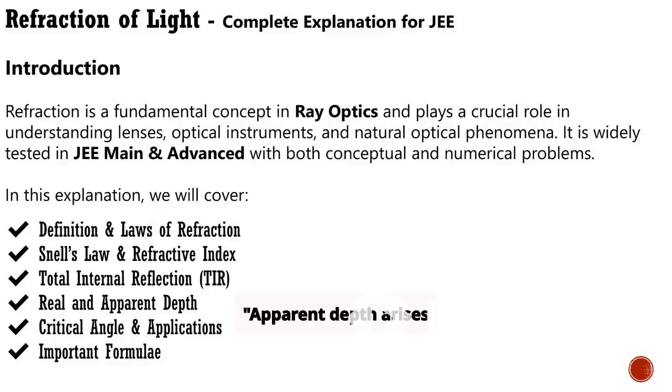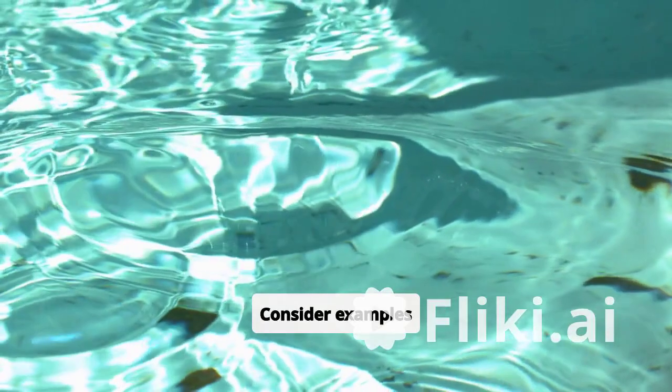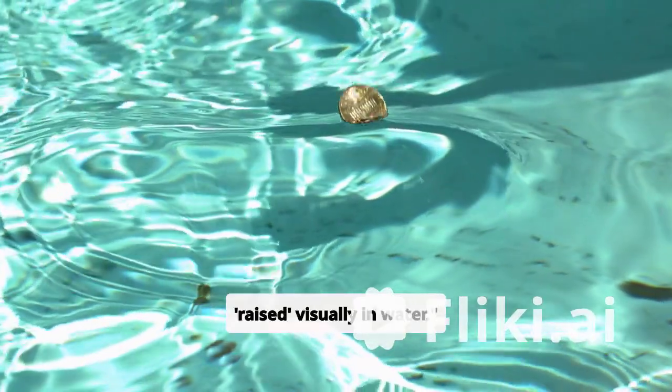Apparent depth arises from refraction, making submerged objects appear shallow. Use the formula apparent depth = real depth/n to solve questions. Consider examples like coins raised visually in water.